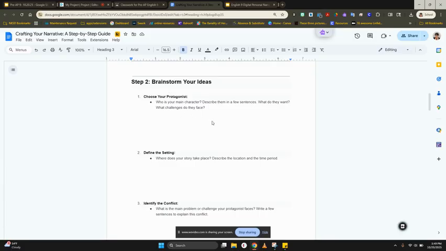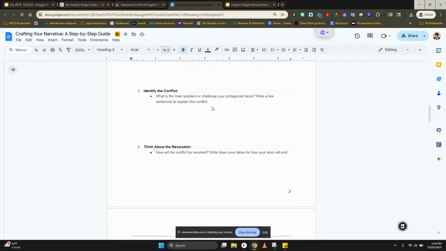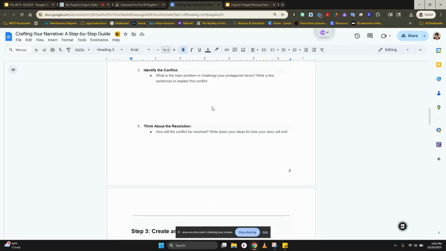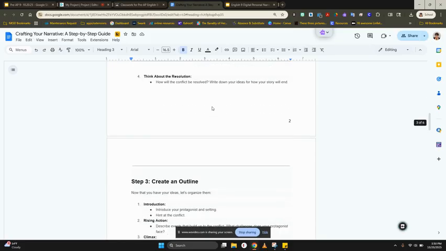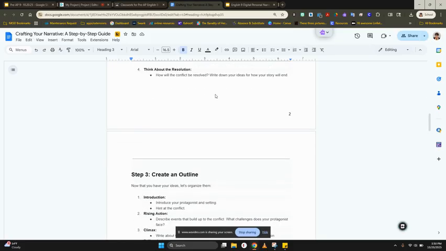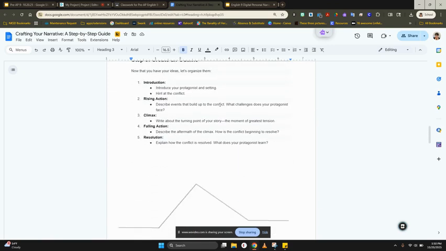Choose your protagonist. Who's your main character? Describe them in a few sentences. What do they want? What challenges do they face? Define the setting. Where does your story take place? Describe the location and the time period. Identify the conflict. What is a conflict? What are the problems that challenge your protagonist? Write a couple of sentences to explain that. And then think about how the problem will be resolved and write down your ideas of how your story is going to end. Creating an outline.